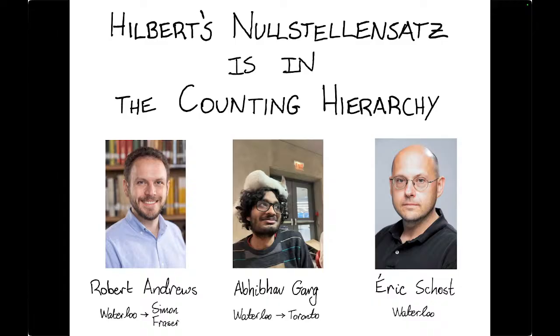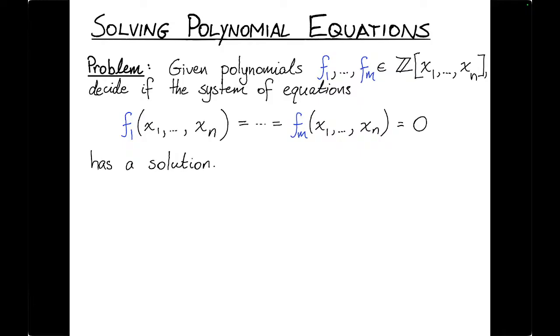So let's get started. What we're going to talk about today is the problem of solving systems of polynomial equations. And really, we're going to look at the decision version of this problem. So your input is going to be a system of polynomial equations. I'll give you m polynomials, f1 through fm. They all have integer coefficients, and your job is to decide if this system of equations, where all the polynomials equal 0, has a solution.